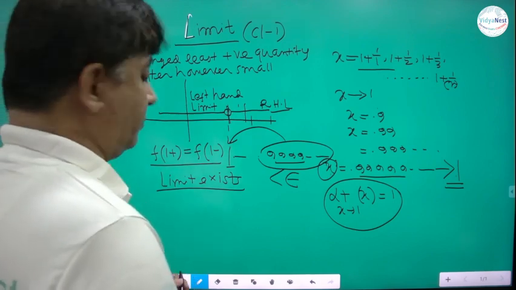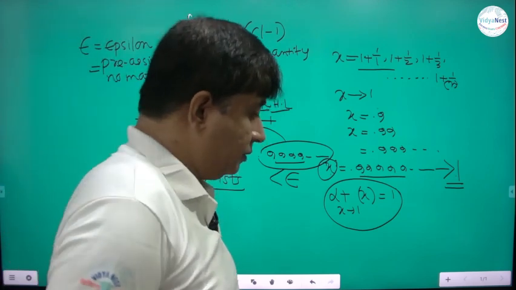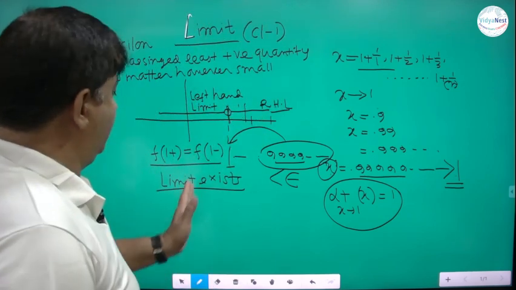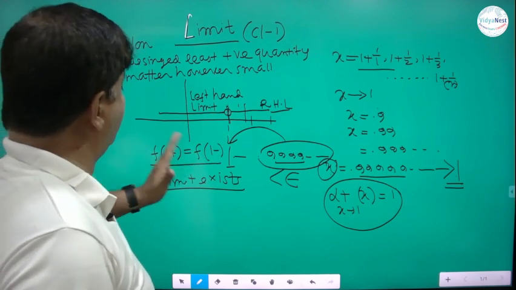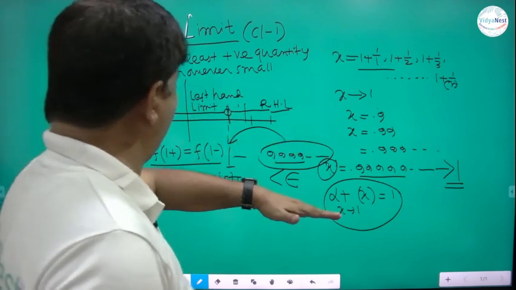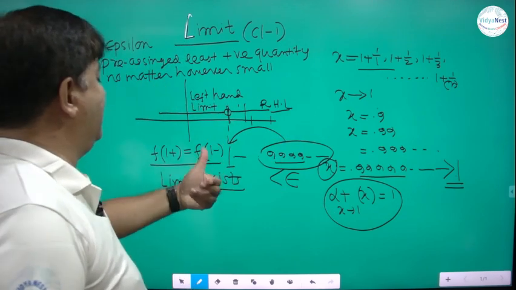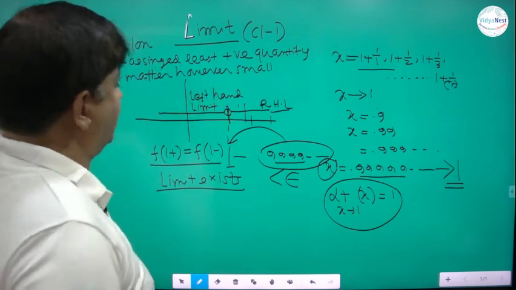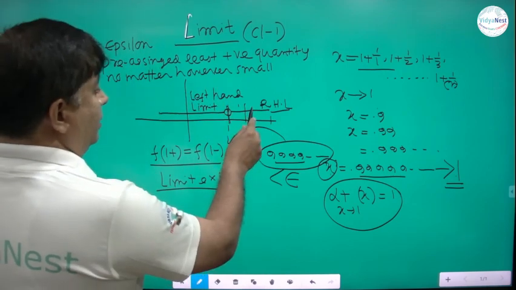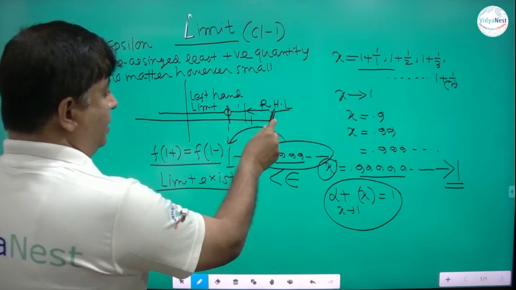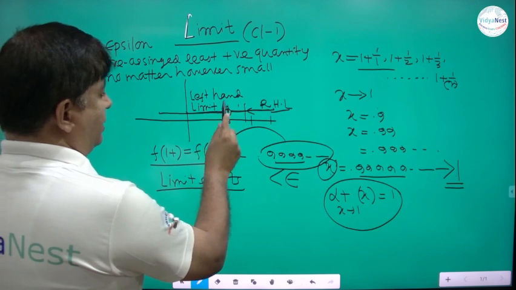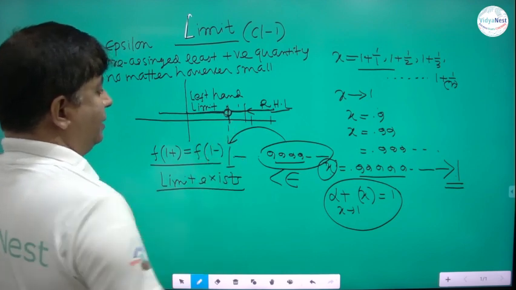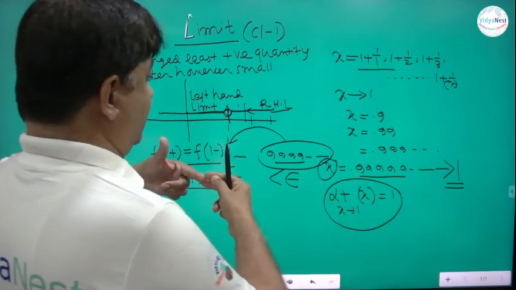Yes, if they are equal, and 1 plus means not plus 1. Right hand side of 1, 1 minus means not minus 1. Left hand side of 1. Okay. From this side, someone is approaching a point, and from this side, someone is approaching a point. If they meet, that means limit exists. Understand?